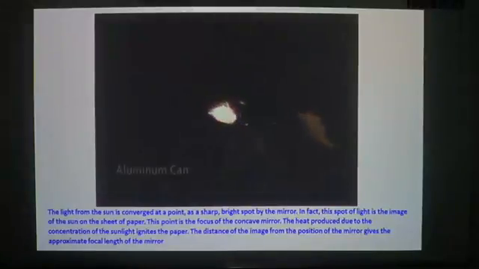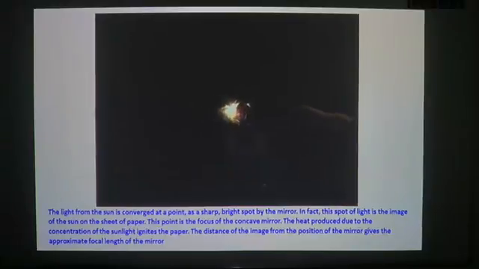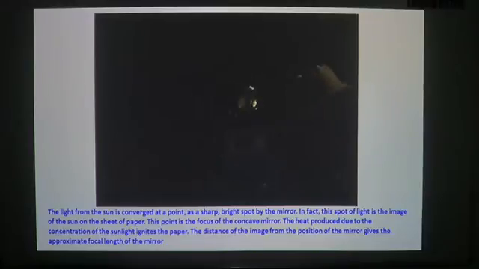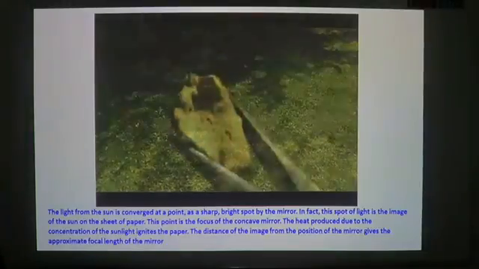Now the tin can is kept here. Now you can see it is melting. Almost it is cut into two pieces. That much heat is created when this concave mirror is kept focused towards the sunlight. See, it has become two parts.